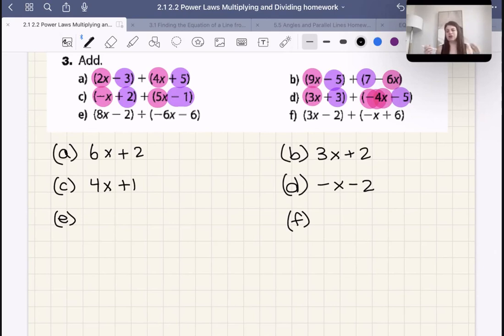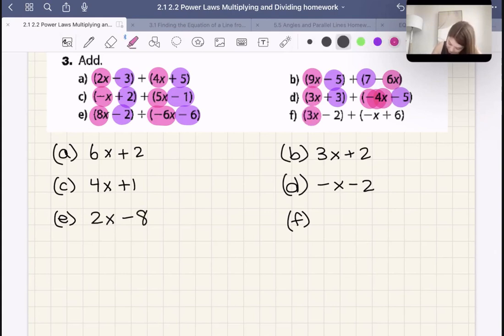There's not really a lot of thinking that goes into these. They're kind of just all the same. Okay, so let's do this next one. Negative 2 and negative 6 are the like terms. And then 8x and negative 6x are the like terms again. So we have 2x minus 8 overall.